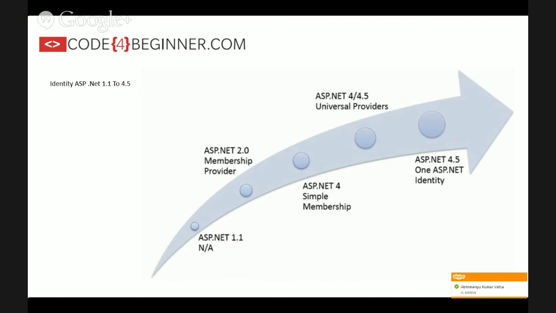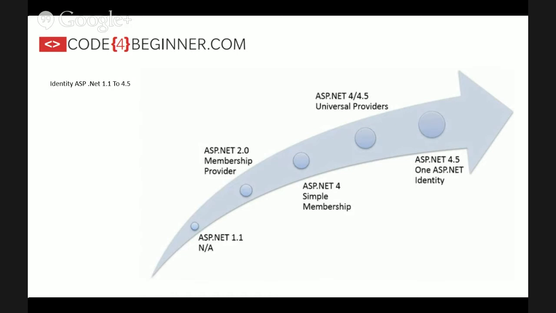Then the next came ASP.NET Simple Membership in ASP.NET 4.0. Simple membership provided support for social logins. It was extensible and it was unit testable. Unit testing was a bit difficult in the ASP.NET 2.0 membership provider. In ASP.NET 4.5, universal provider was added, and currently in ASP.NET 4.5, ASP.NET Identity is being used.